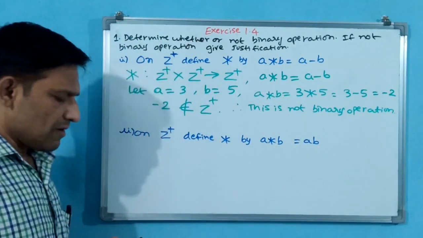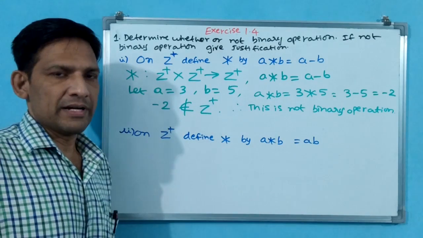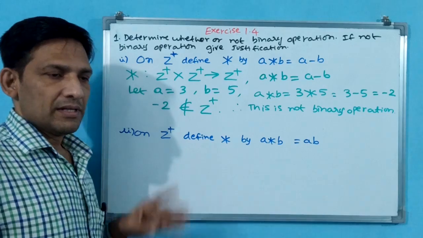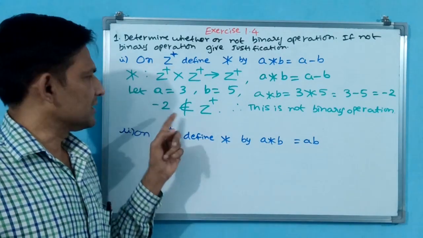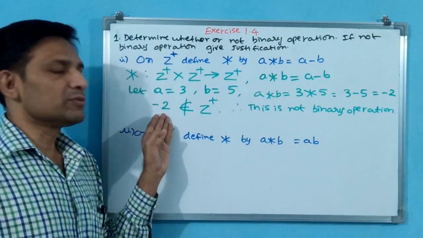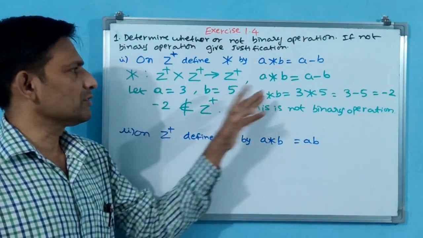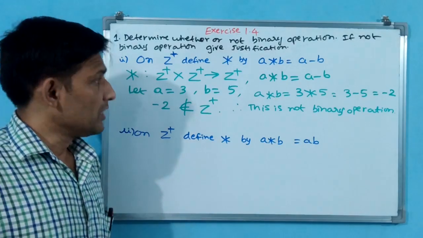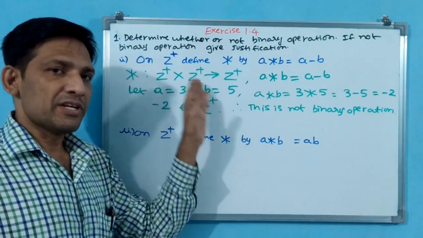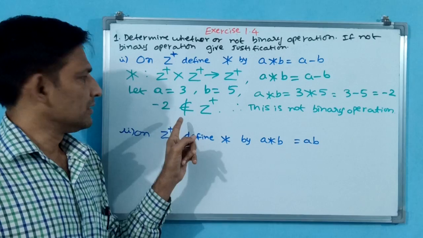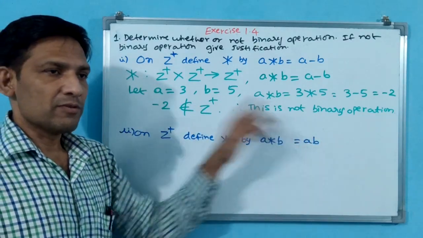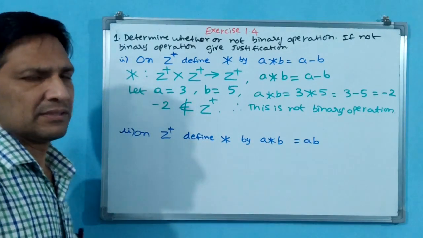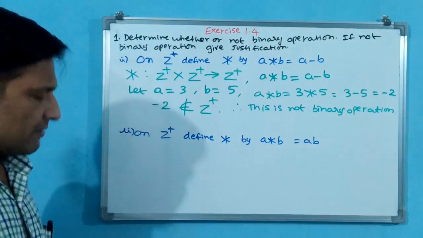See what they have asked in the question, and we have satisfied it. Whether this is a binary operation or not, we have seen. If not a binary operation, give an explanation. The explanation is this only: minus 2 does not belong to Z plus, that is why this is not a binary operation. That's all. 5 minus 3 is 2, which may belong to Z plus, but 3 minus 5, minus 2, does not belong to Z plus. That is why this is not a binary operation. Let us go for the second one.